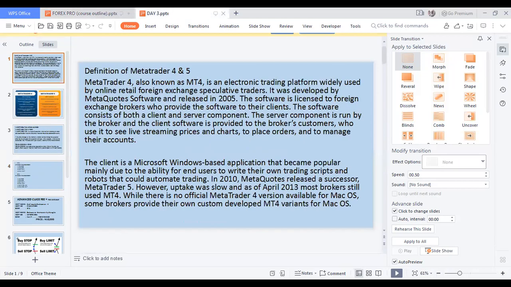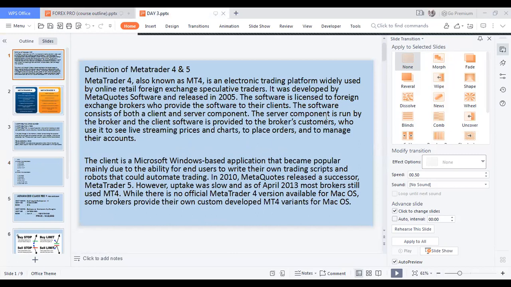Now, let me share my screen. MetaTrader 4 is an electronic platform widely used by online retail traders, foreign exchange speculative traders. MetaTrader 4 was actually developed in 2005, and MetaTrader 5 was developed in 2013. The truth about it is, MetaTrader 5 is an advanced version of MetaTrader 4. Just like when somebody is using Windows 7 and Windows 10.